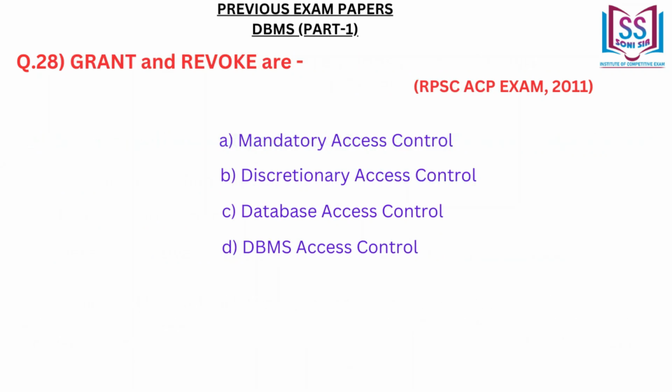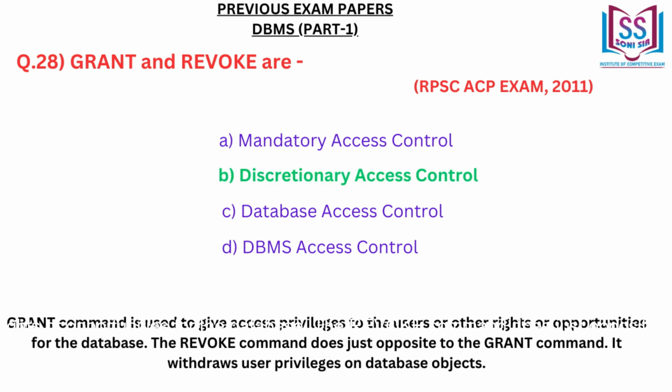Grant and revoke are A. Mandatory access control. B. Discretionary access control. C. Database access control. D. DBMS access control. Correct answer B. Discretionary access control.